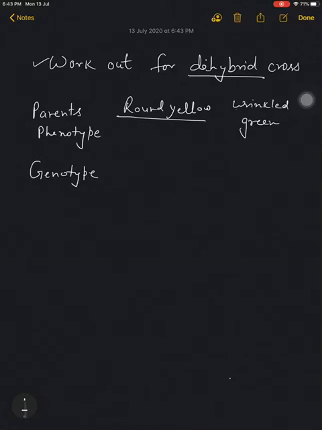Round and yellow are dominant traits, whereas wrinkled and green are recessive traits. For the dominant trait, we have to use capital letters. So for round, we use two capital R, and you know that genes always remain in pairs. Just like that, for yellow we select capital Y, and for wrinkled and green we use small r, small r and small y, small y. So this is the genotype of this phenotype parent.